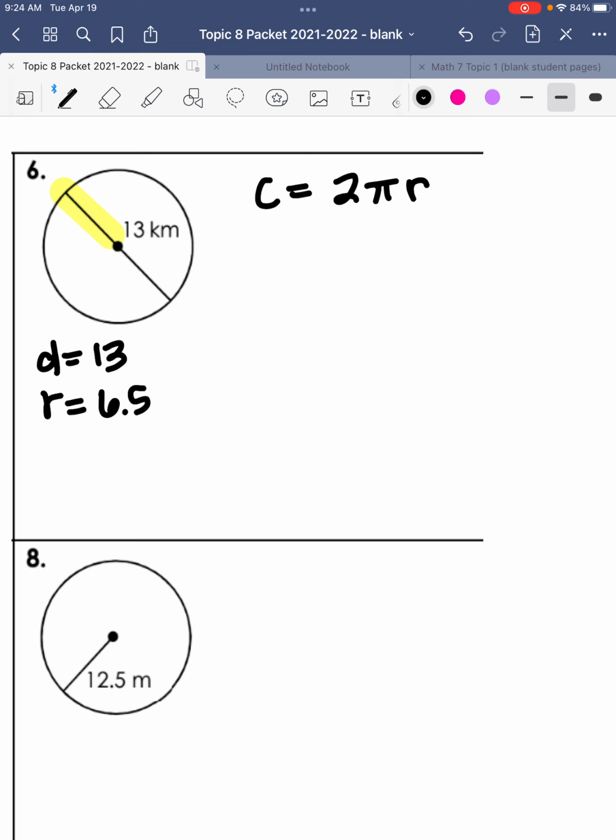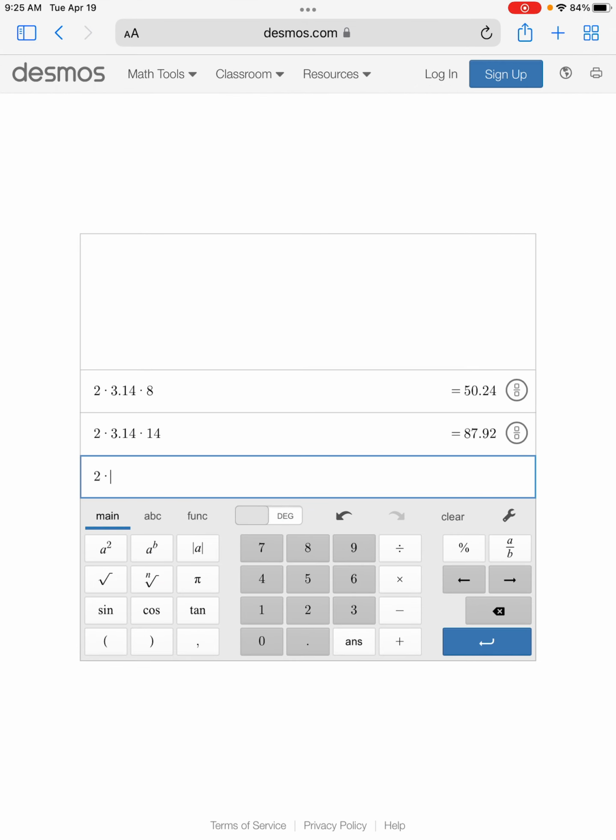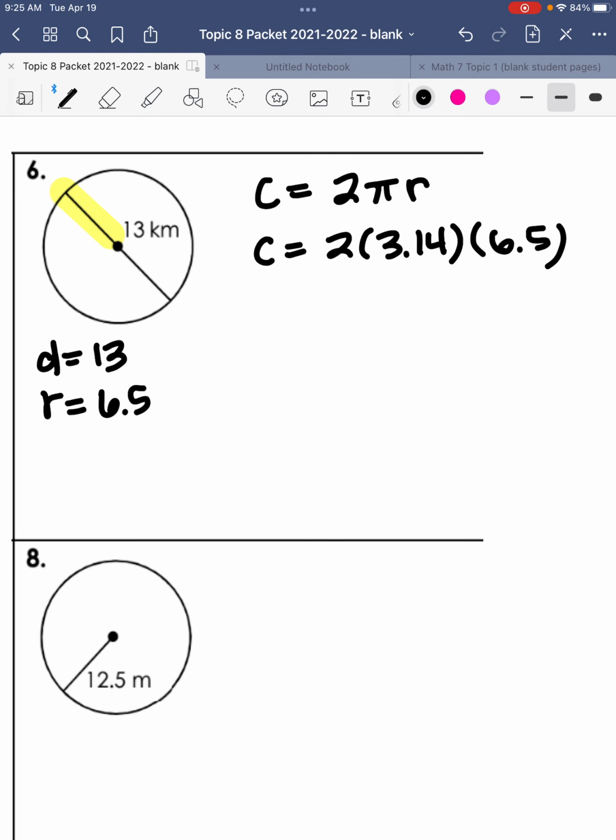So I'm going to use that in my formula. C equals 2 times 3.14 for pi times 6.5. And now I'm just going to plug that into my calculator. So back to the calculator, 2 times 3.14 times 6.5, and I get 40.82. So the circumference is 40.82 kilometers.